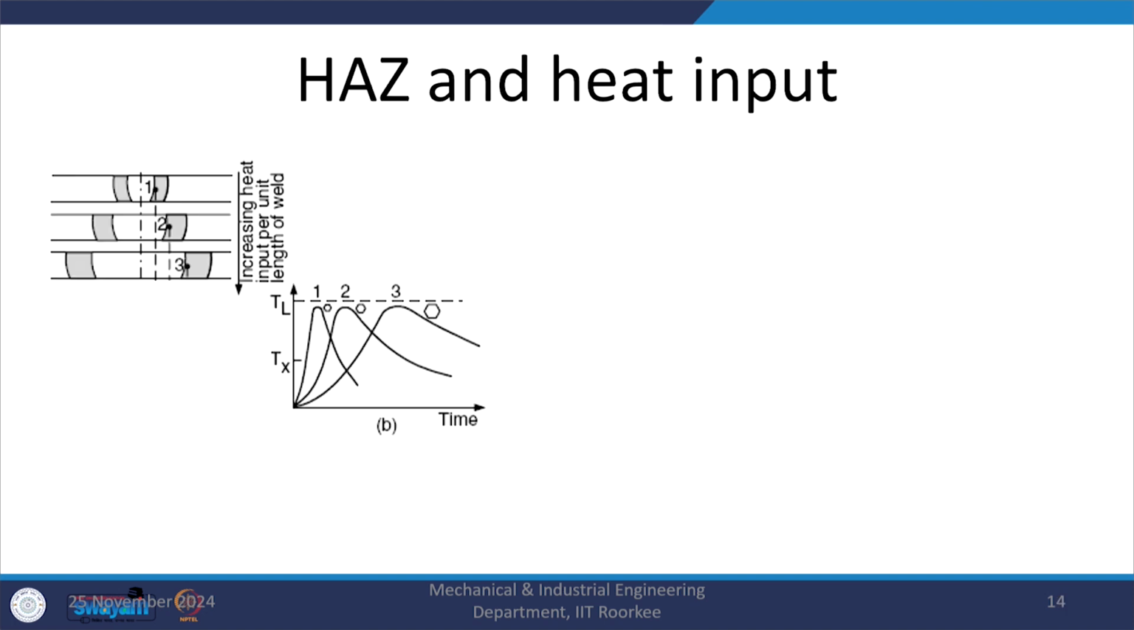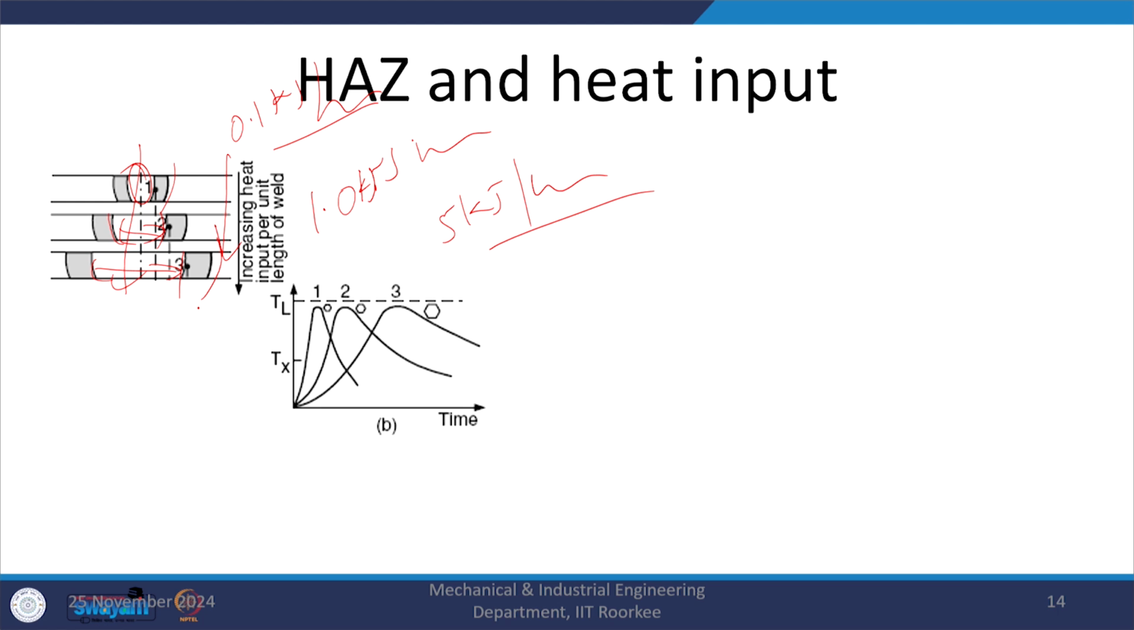If the heat input is increased, that is what we can see. We can do welding with 0.1 kilojoule per mm like in laser welding, or it can be 1 kilojoule per mm like in TIG welding, or it can be 5 kilojoule per mm in the case of submerged arc welding. So, if we keep on increasing the heat input, what will happen? Weld zone size will increase, HAZ will increase. Weld area increases and the heat affected zone increases.